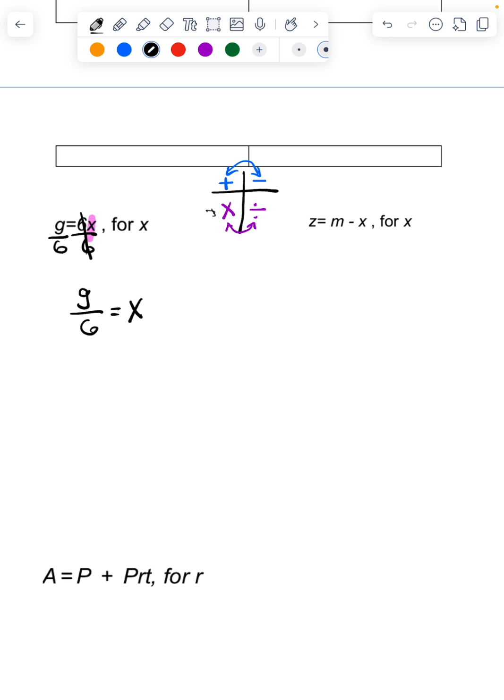Now let's try it again for this one on the right here, where it says z equals m minus x, solve for x. Okay, that means I need to get, again, this by itself. Now just keep in mind that minus sign that's in front of it. I'm going to talk about that in just a moment. But the first thing that we're going to need to do is move this m.